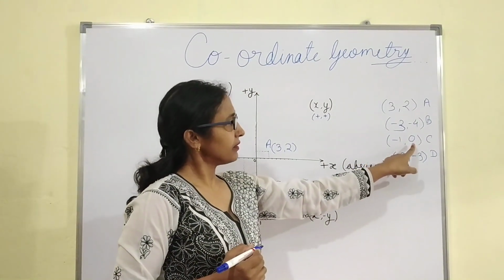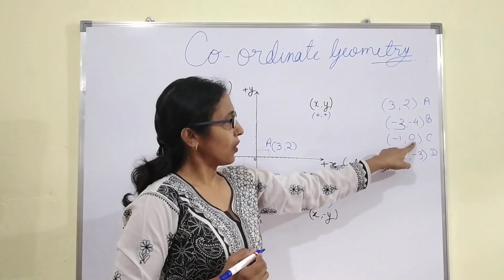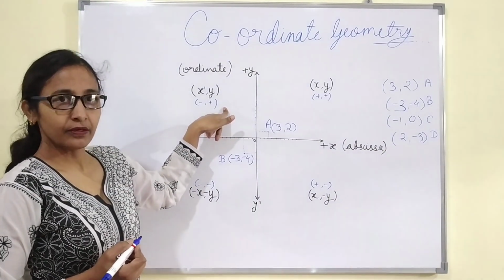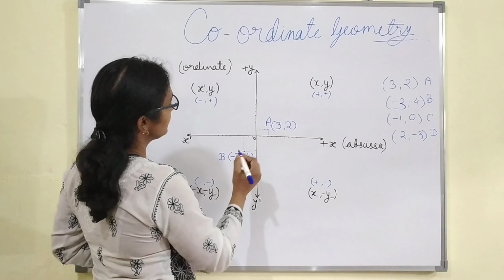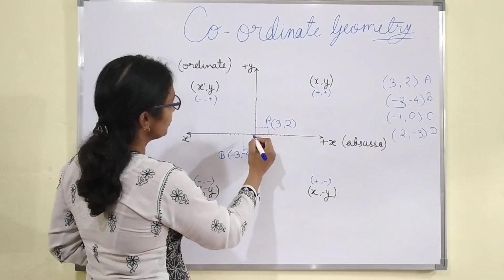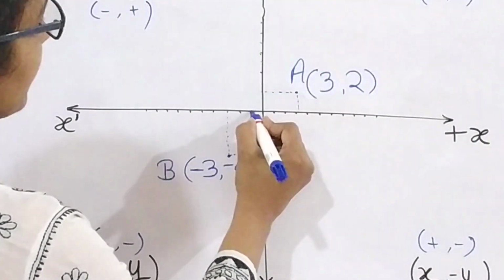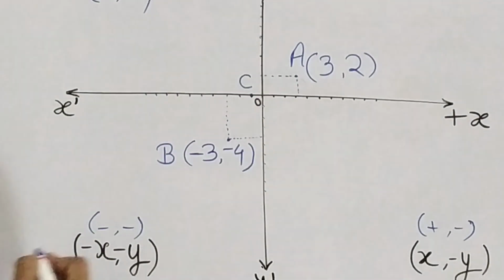Now the third one is (-1, 0). This is minus, and this is plus. Abscissa is minus and ordinate is plus, so it will fall in the second quadrant. -1 and 0. The y value is 0, so it will come here only. This is point C.